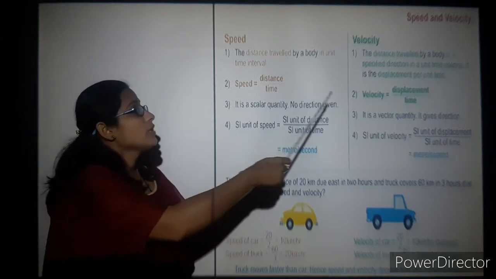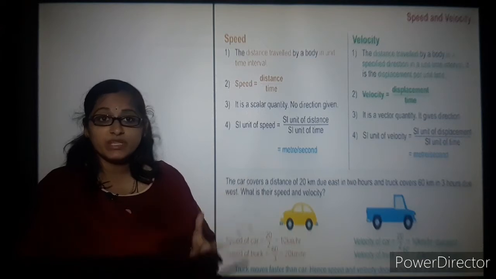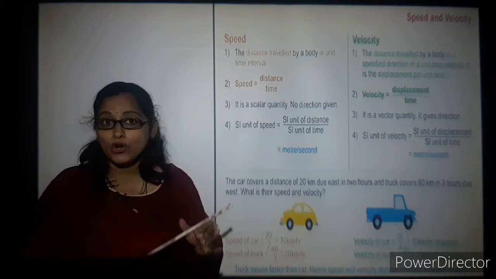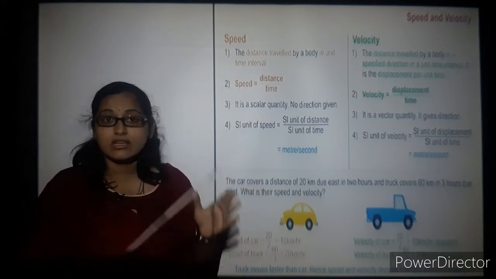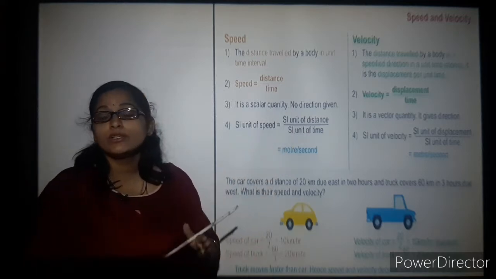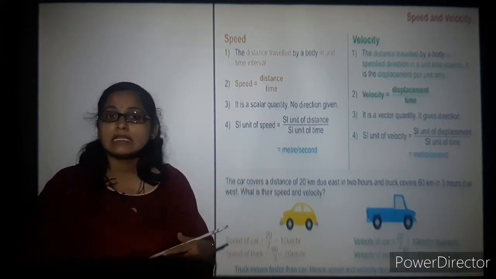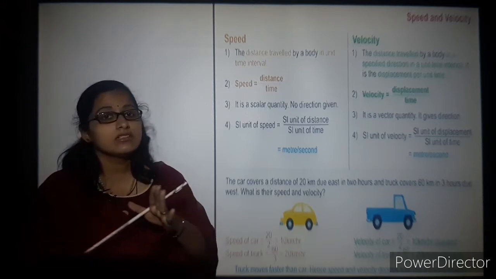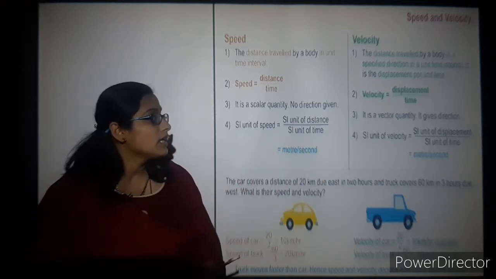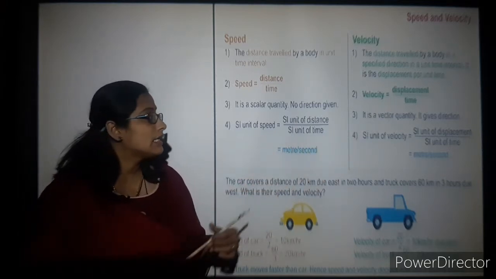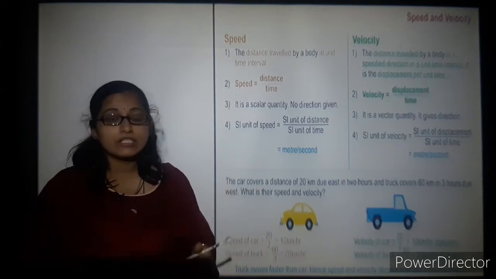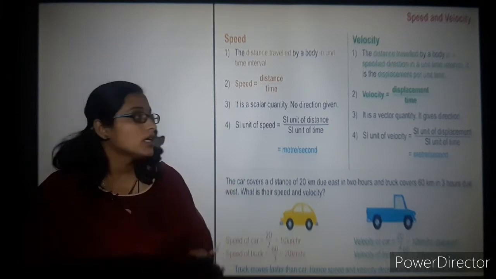You can see here velocity is just an add-on to the speed with respect to the direction too. So here it is the distance travelled by a body in a specific direction at a given interval of time. It is the displacement per unit time. Displacement, as I told, is the shortest distance covered. So velocity is displacement by time, and it is a vector quantity and it gives a direction. A scalar quantity doesn't have a direction. A vector quantity has a particular direction.